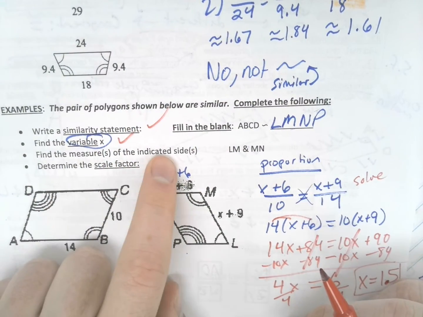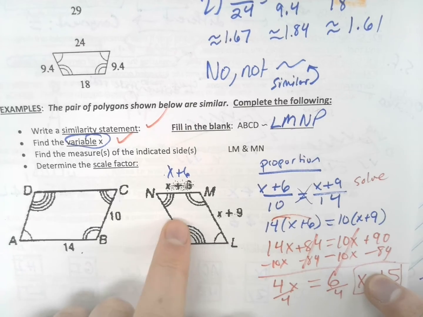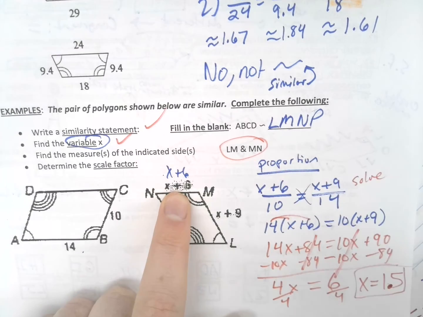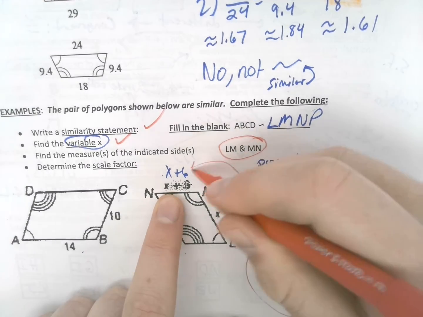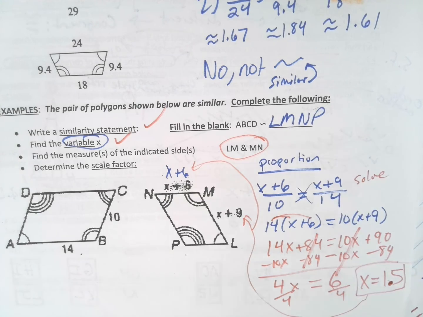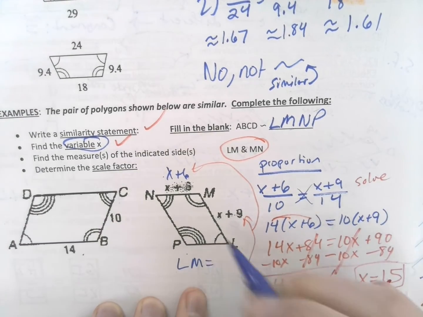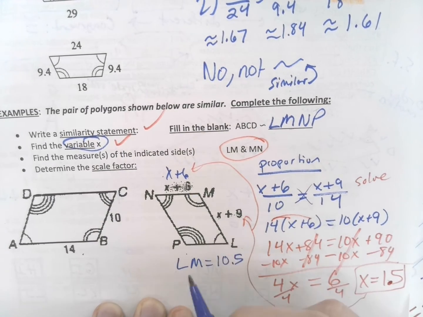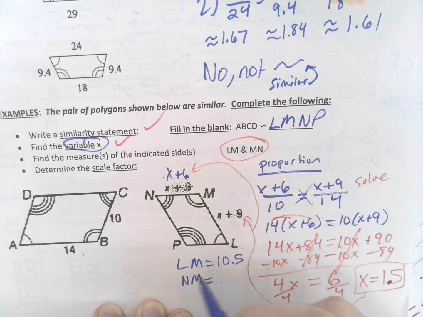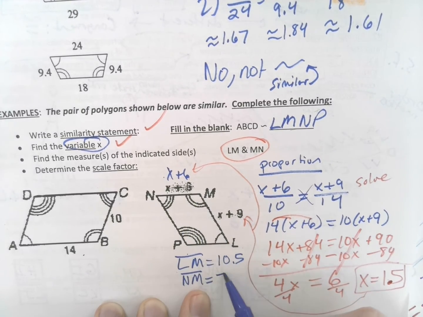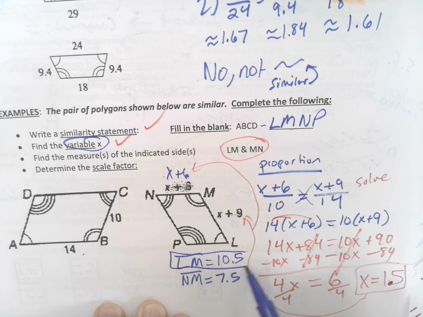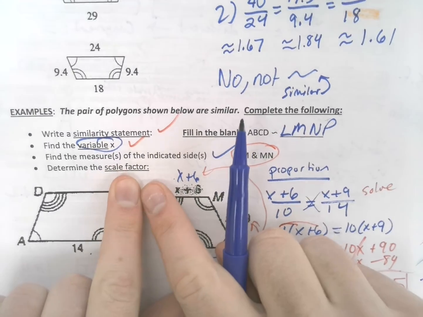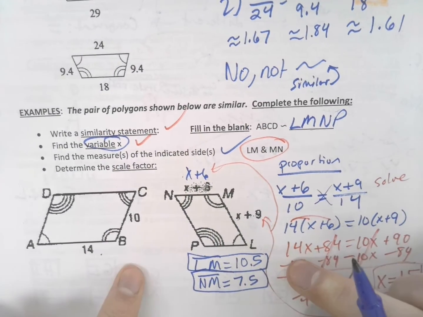Now we got to find the measure of the indicated sides. So now that we know what x is, let's figure out what our two sides are. That'd be LM and MN. Let's take this, plug it back in, and we get, looks like LM is 10.5, and NM would be 6 plus 1.5, that'd be 7.5. Okay, so check that off. And then finally, we're going to determine the scale factor. So in order to determine the scale factor, we just need to line up.